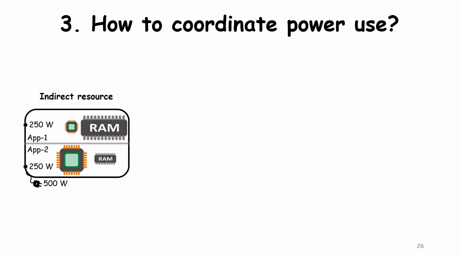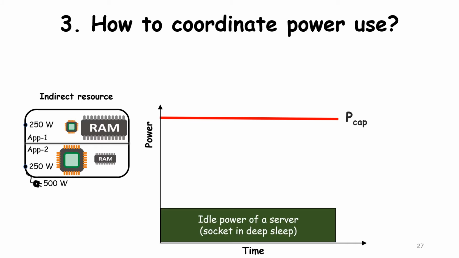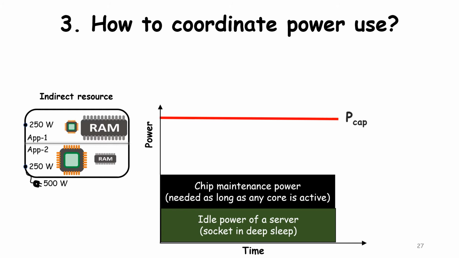Even after identifying how much power to allocate and where to allocate, we need to coordinate the use of power across applications to stay within the power limit. For example, let us consider that a server has a power capping limit of P cap as shown in this figure. A part of this limit goes towards idle power. This is the power consumed by the server at its deepest socket sleep state. Another part goes towards chip maintenance power to maintain the uncore components, and it's required as long as any core needs to be active. And only the remaining power is used to host applications.